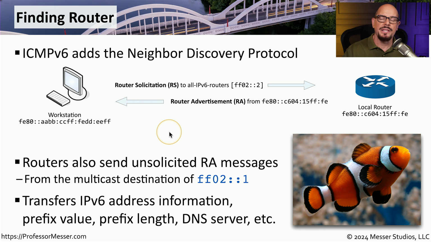Routers can also send their own advertisements out without being queried. We refer to those as unsolicited RA messages. They're sent to a slightly different multicast location, and they are sent to all of the devices on the network that might be interested in knowing where routers exist. This router advertisement is useful because it can provide information about the local subnet. Things such as prefix values, prefix lengths, DNS server configuration, and other IPv6 configuration parameters.